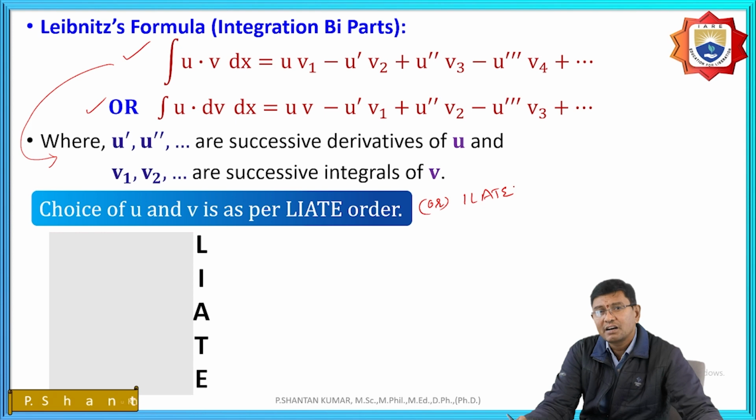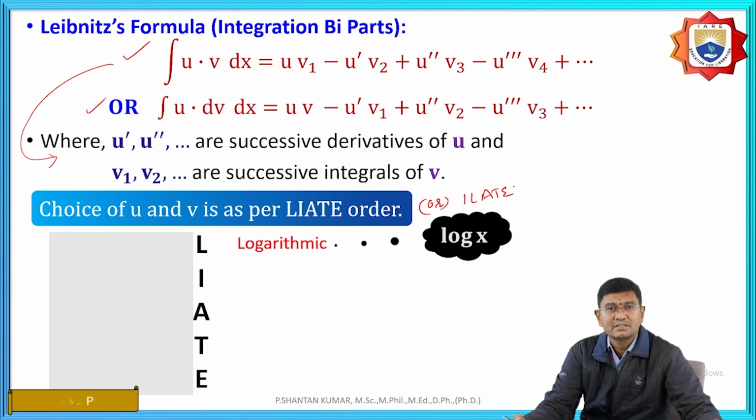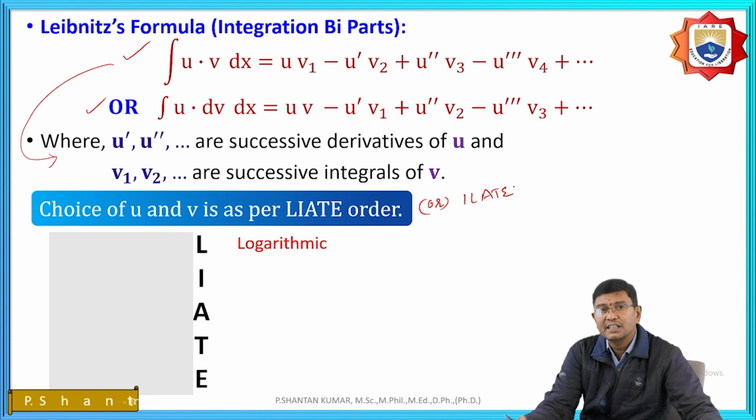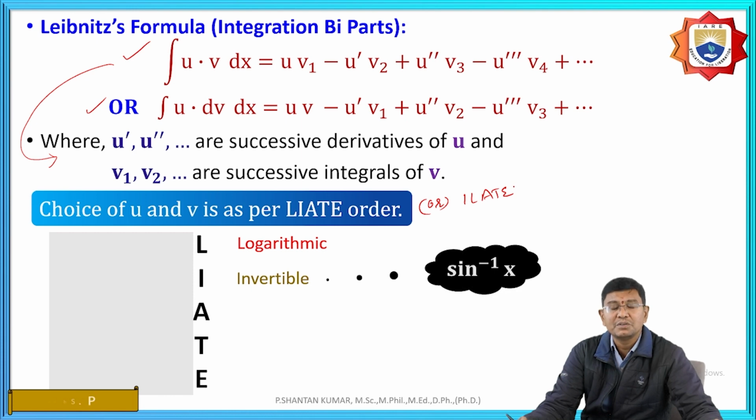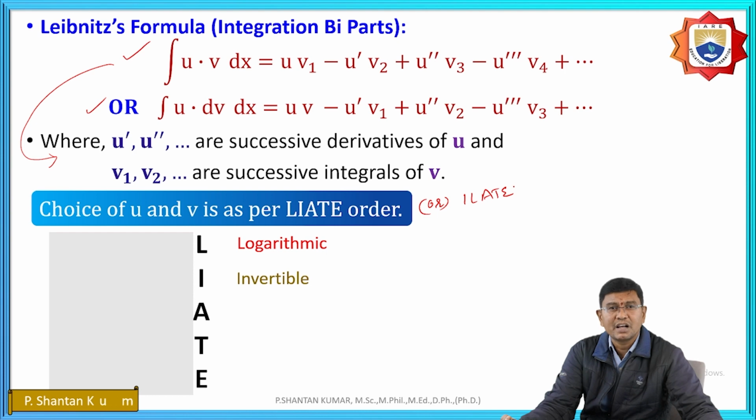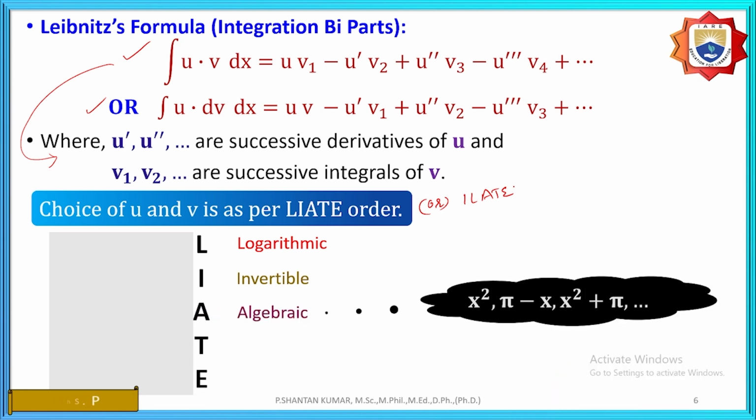L is a logarithmic terminology, in terms of log x. And the I is inverse trigonometric functions, that means sine inverse x and also cos inverse x, or any inverse trigonometric terminology. And then A is algebraic functions, which are the functions occurring in a polynomial: x, x square, x cube, x plus x square, any such terminology. That is the meaning of algebraic.